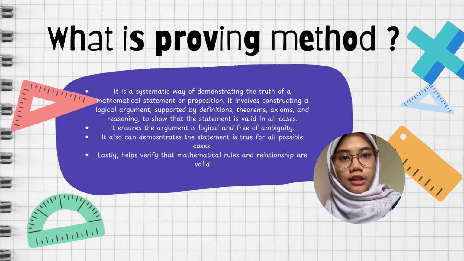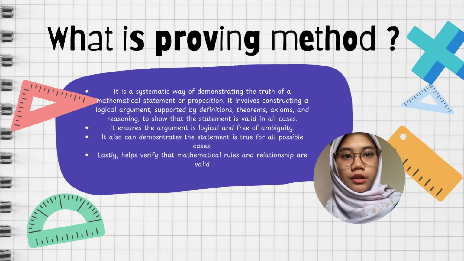How about proving method? A proving method is a systematic way of demonstrating the truth of a mathematical statement or proposition. It involves constructing a logical argument supported by definitions, theorems, axioms, and reasoning to show that the statement is valid in all cases. It ensures the argument is logical and free of ambiguity. It also demonstrates the statement is true for all possible cases. Lastly, it will help to verify that mathematical rules and relationships are valid.